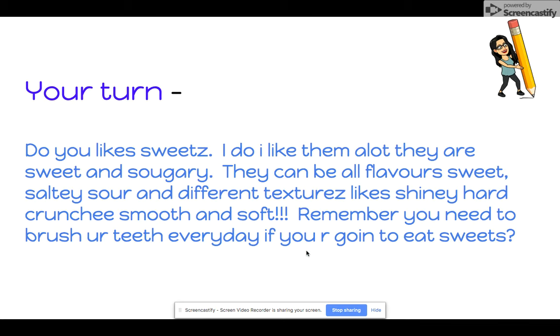This is the text that you're going to copy into your writing book. Make sure you've copied it and you've edited it before you come down for your workshop.